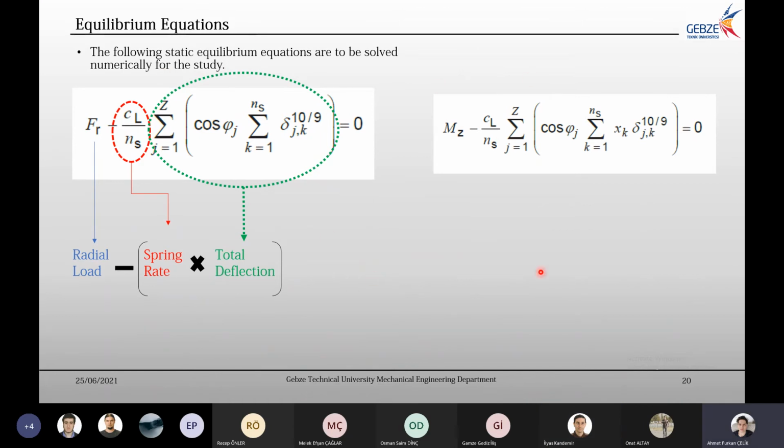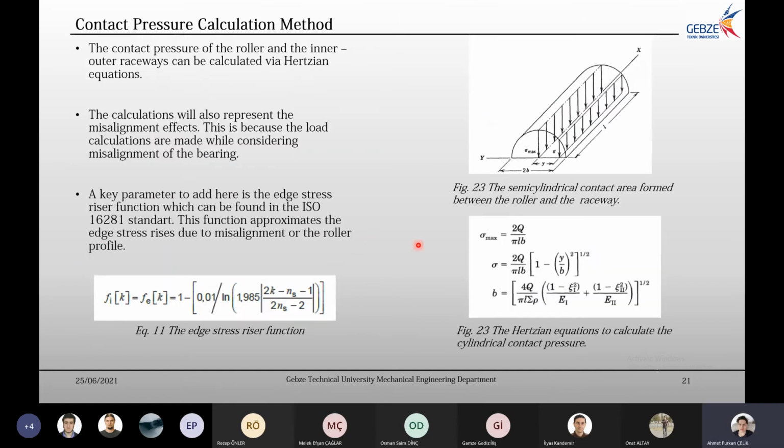As you see here, these are the static equilibrium equations for moment and load. So the equations become: the radial load is equal to spring rate times the total deflection. The tricky part here is to find the total deflection after dividing the roller profile into a certain number of laminas. The contact pressure calculation method is basically the Hertzian equations. I just needed to find the Q here from the previous slicing method. So I just insert Q here, and I have the formulas for stress and the contact area, and I can find maximum stress or the pressure distribution, whatever I want.